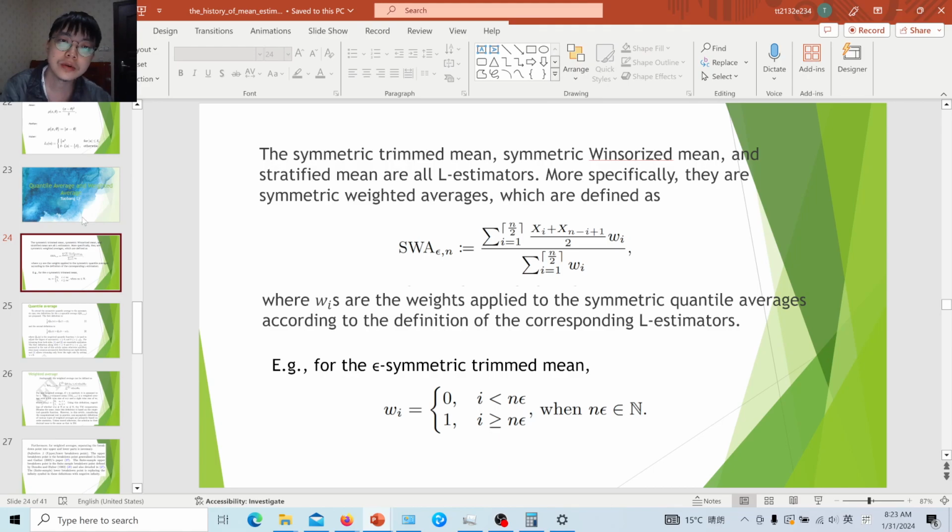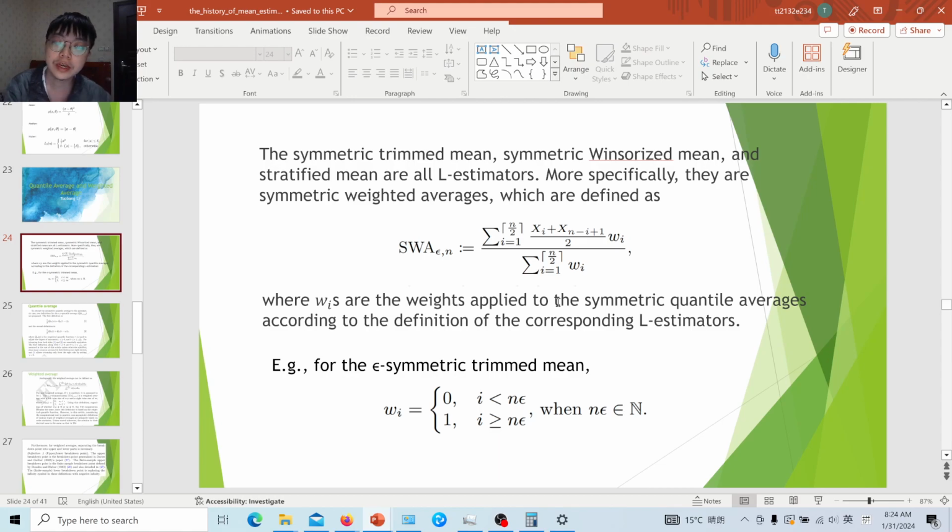Indeed, since they are all symmetric, we can make a further classification. Here I call it symmetric weighted averages, but symmetric L-estimator or symmetric linear combinations of order statistics is also a possible candidate name. I prefer symmetric weighted averages because in the original text of Daniel, he used weighted average, so this is a way to acknowledge his contribution in this field. For all values, we can find the corresponding symmetric pairs around the median to form symmetric quantile averages.